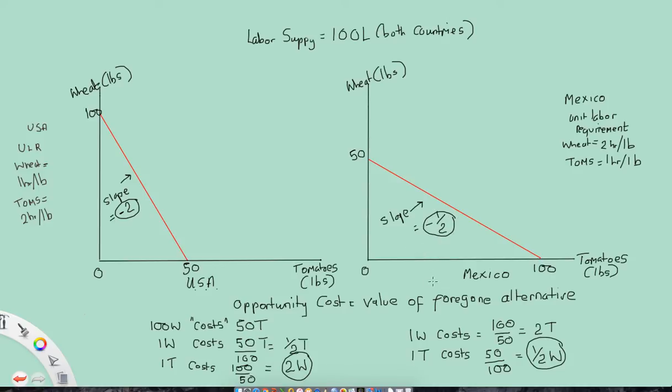So that turns out to be interesting. And the next thing to say, of course, is that since the US has a low opportunity cost of wheat, it's only 0.5 pounds of tomatoes that must be sacrificed to produce a pound of wheat in the US, relative to Mexico, where they must sacrifice 2 pounds of tomatoes to produce 1 pound of wheat. We can conclude that the US should be the exporter of wheat and will be the importer of tomatoes.